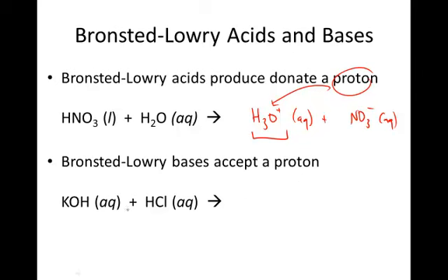In this case, we've got potassium hydroxide and hydrochloric acid reacting. If we break this apart a little bit, we can think of the molecules looking something like this and something like this. Now, in solution, we actually have potassium ions and hydroxide ions, as well as hydrogen ions and chloride ions.